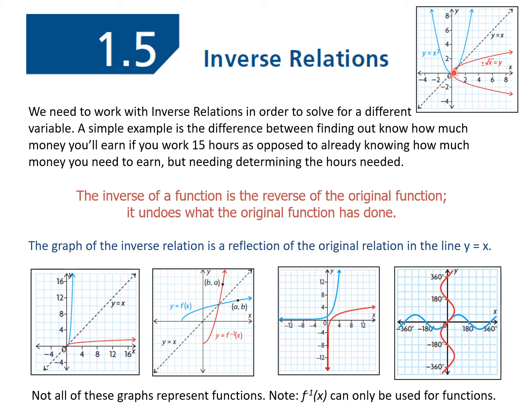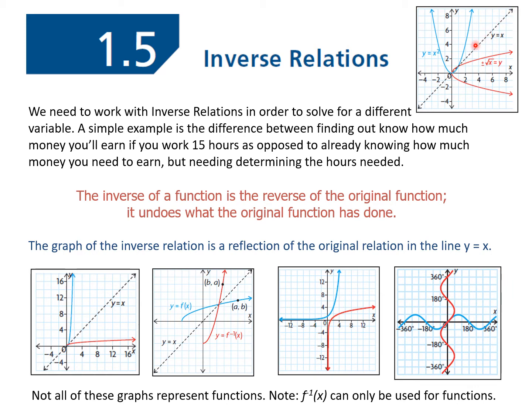So every point on here, let's say the point (2, 4) is right there on the blue one. That means on my inverse, I'm going to take that coordinate (2, 4) and flip it. (4, 2) is on my inverse, on the red one. So every x becomes a y, every y becomes the x. That's why we have a reflection in the line y equals x.